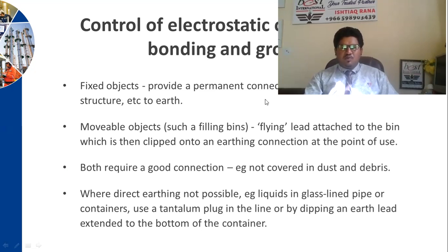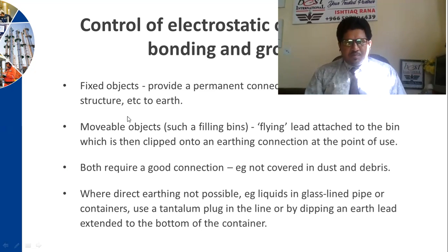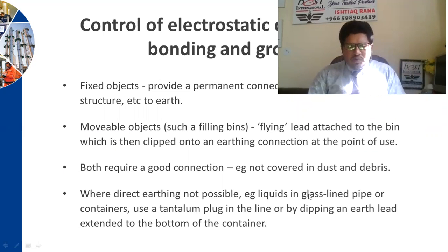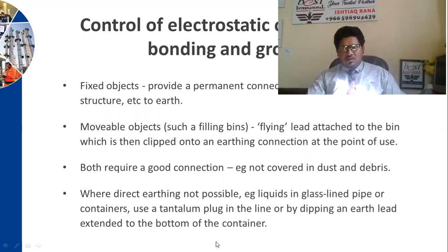Fixed objects need a permanent connection from the plant structure, as do movable objects such as falling beams. Both require a connection not covered in dust or debris. Where direct earthing is not possible, for liquids we require different kinds of glass-lined pipe or containers, using a tantalum plug in the line, or dipping an earth lead extended to the bottom of the container.